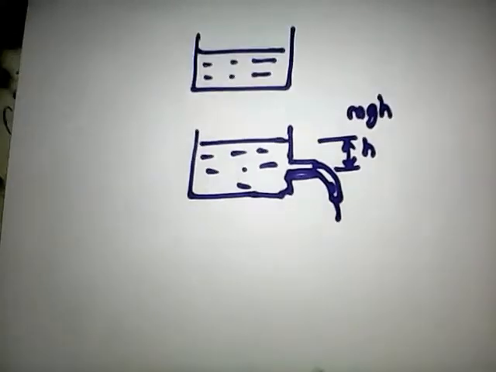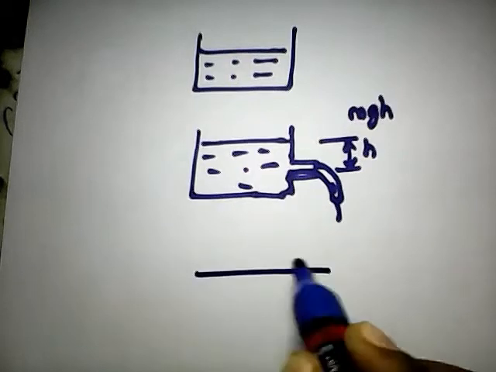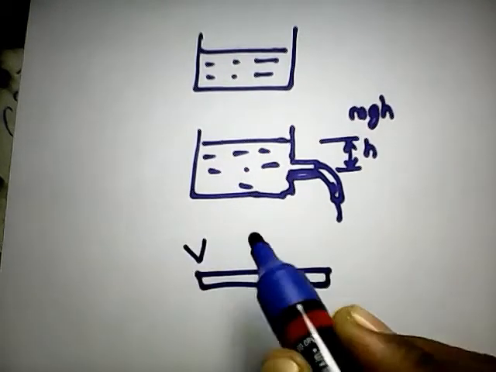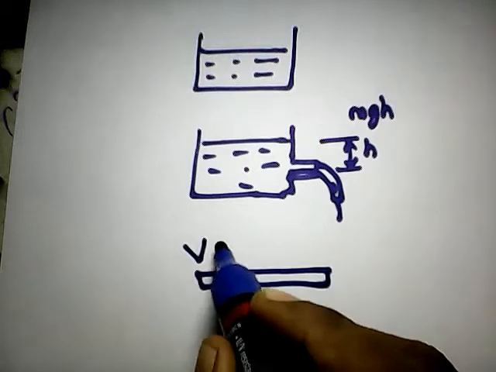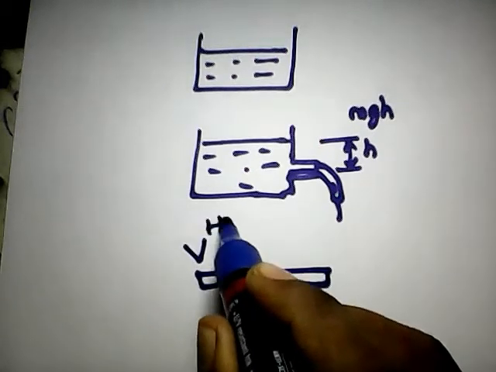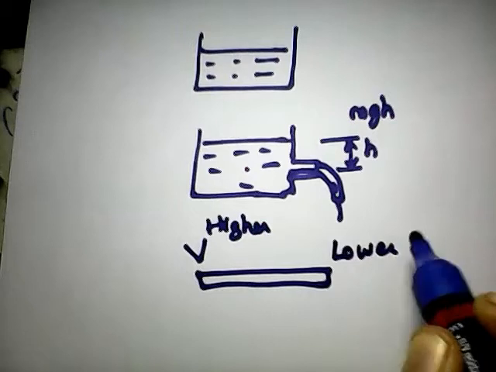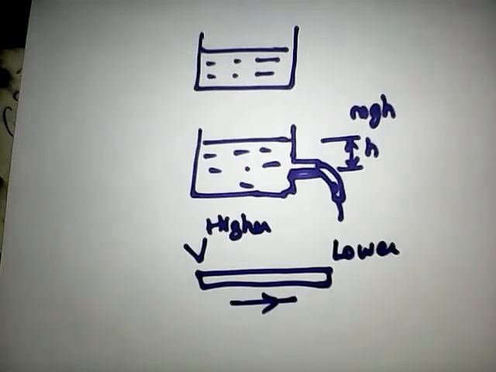Similarly, in a conductor you have got a potential difference called V. One side is higher and the other side is lower. Hence, the charge moves from higher voltage to lower voltage.